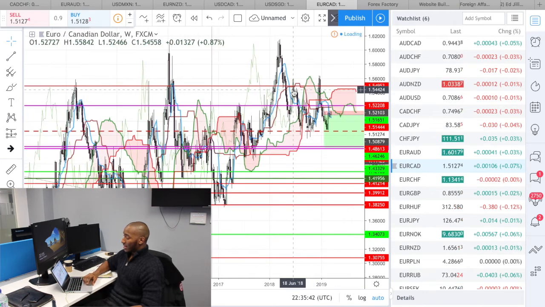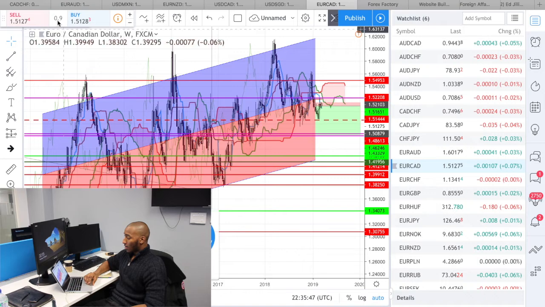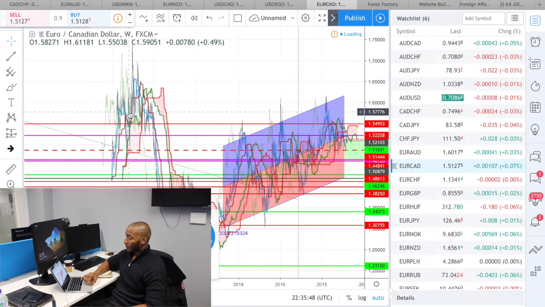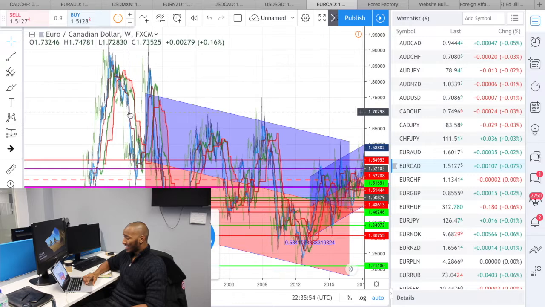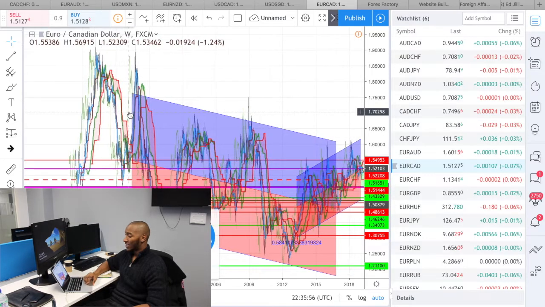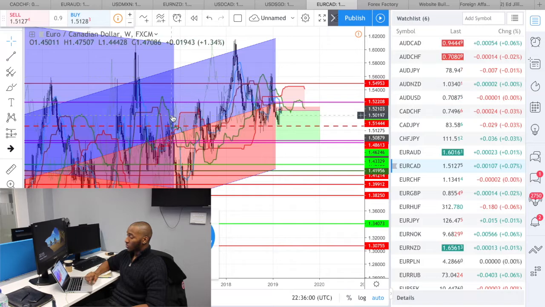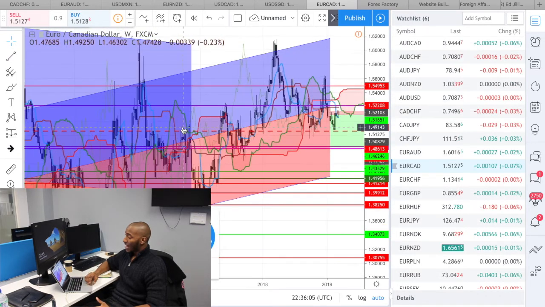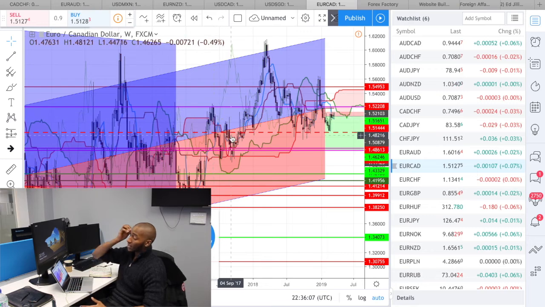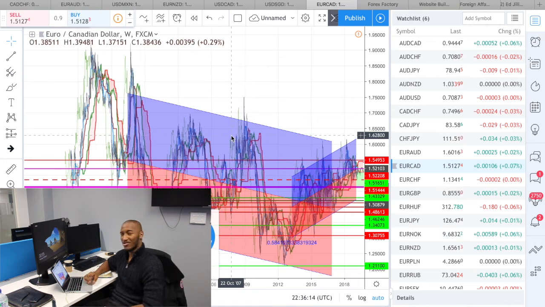With EURCAD now, we've got a regression trend on the weekly chart here, but also if we take the time to zoom out a tiny bit more, we can see that there's an even greater regression trend. Now, the smaller regression trend is showing an uptrend, and the candlesticks are currently in the middle of the uptrend for this. However, in the larger regression trend, it's showing a downtrend.